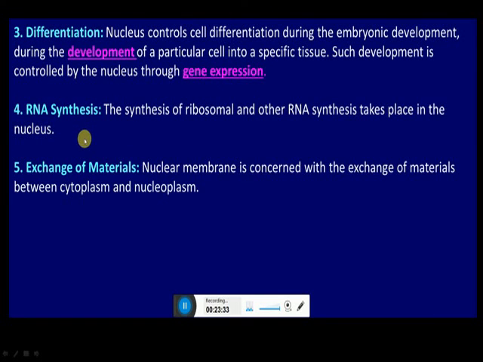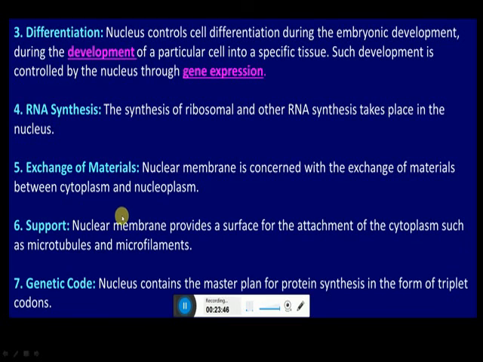Then the fourth function is RNA synthesis. The synthesis of ribosomal and other RNA takes place in the nucleus. Fifth function, exchange of material. The nuclear membrane is concerned with the exchange of material between the cytoplasm and the nucleus.